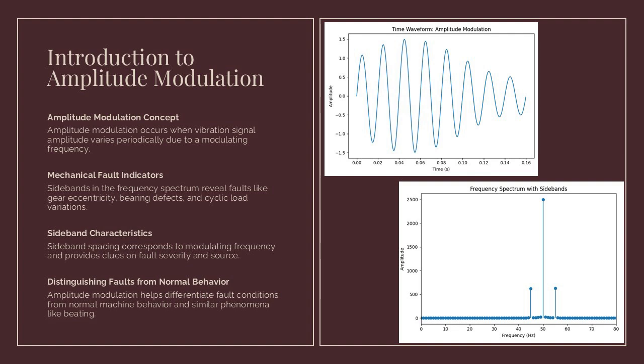Understanding amplitude modulation is essential for distinguishing between normal machine behavior and fault conditions, as well as for differentiating it from other phenomena like beating, which can superficially resemble modulation but lacks the structured sideband pattern.